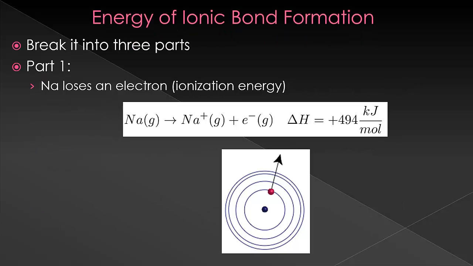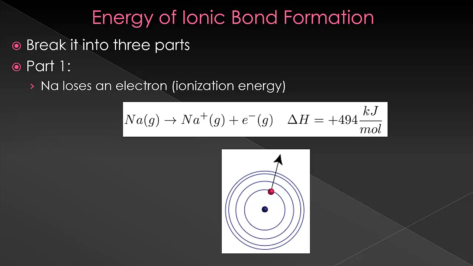To calculate the energy, we are going to break the process of forming the ionic bond into 3 parts. We will use the example sodium chloride. The 3 parts include, first, ionizing sodium into sodium plus, then giving an electron to the Cl to form Cl minus, and then seeing how much energy comes from the plus and the minus attracting each other.